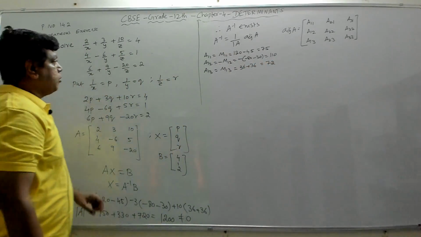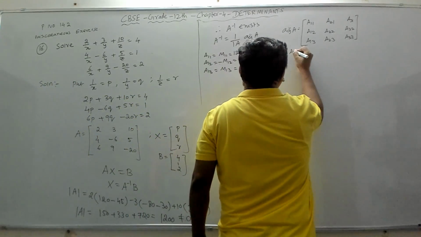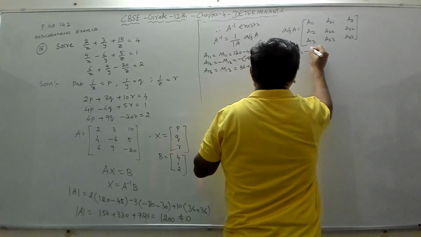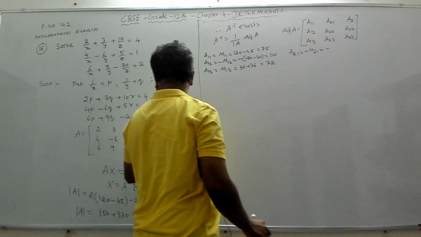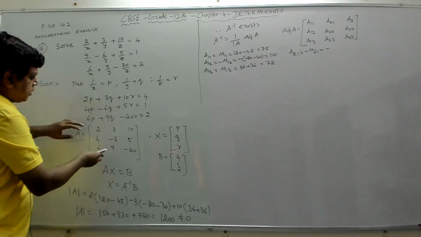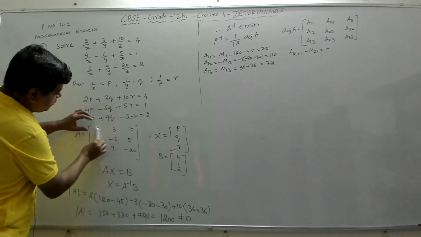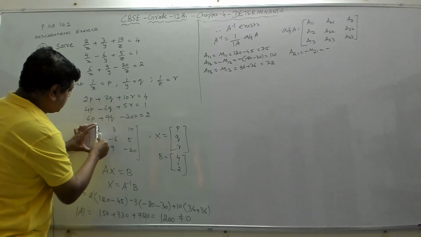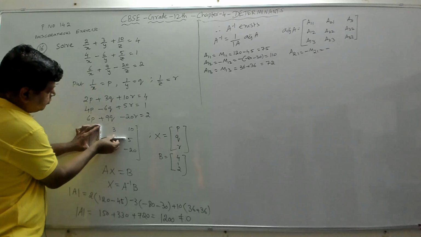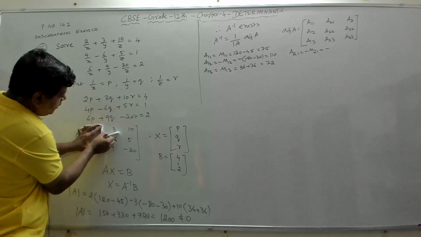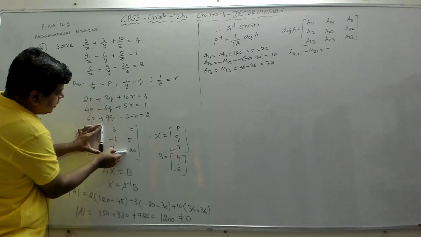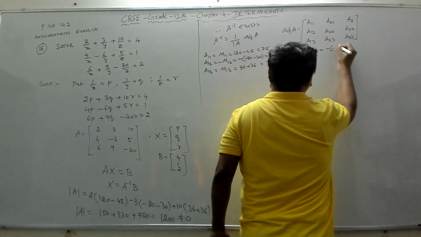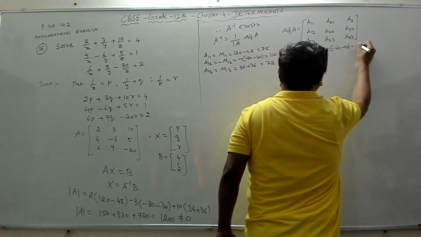Now we should find A21. A12 we have found. A21 is minus M21. That is equal to minus of M21. Second row, first column. So close the second row, close the first column. If you close this particular row and this particular column, then you get 3 into minus 20, minus 60, minus 9 into 10 is minus 90. Minus 60 minus 90 will become plus 150.